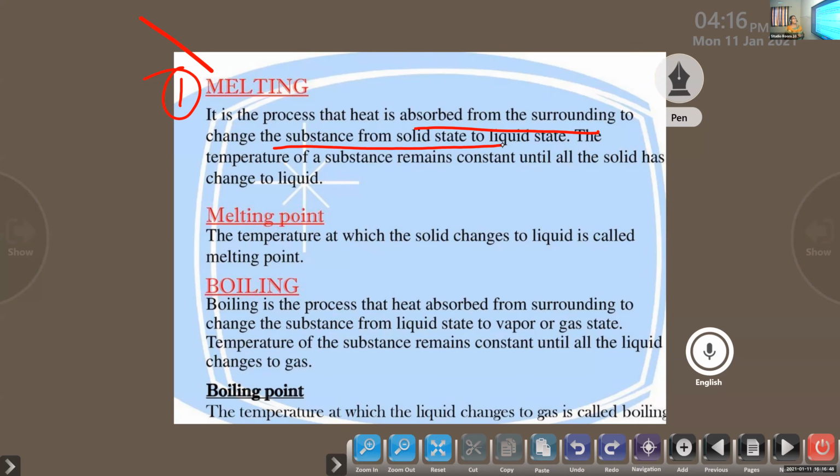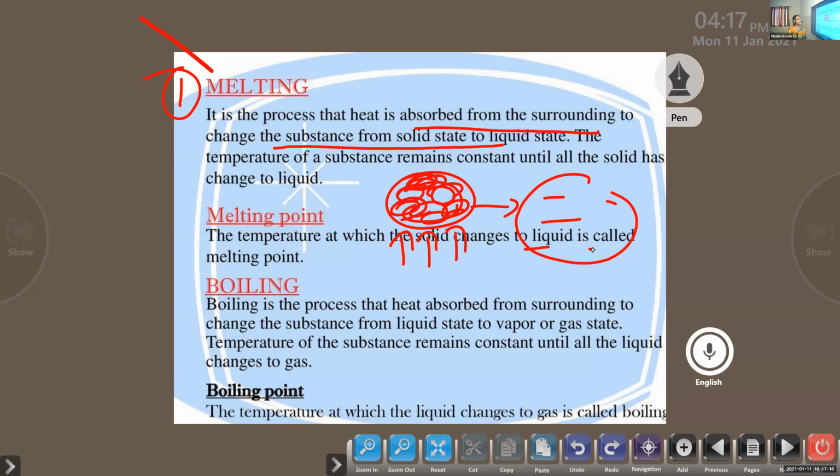And what will happen? The temperature of the substance remains constant until all the solid has changed to liquid. So if you just consider a container full of ice cubes, and we keep giving heat energy, each ice cube will absorb this heat energy till it becomes fully water. That process continues. Once it becomes fully water, the temperature remains constant.